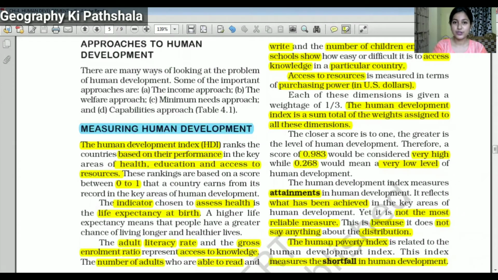Today's class, we are going to start with the measuring human development portion of your chapter. So let's see one by one what has been discussed in this part.